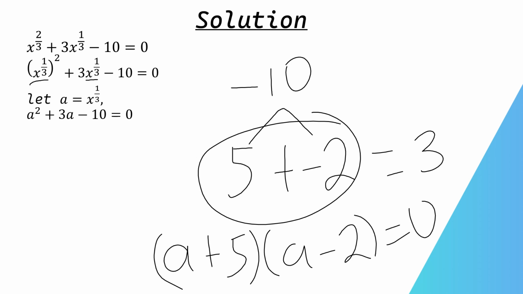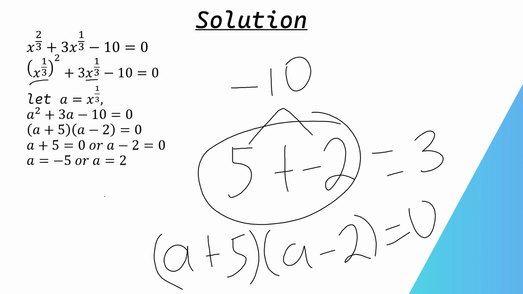If you have this, then you can say a plus 5 equals 0 or a minus 2 equals 0. Now, you bring the 5 to the other side and you get a equals negative 5. Then the negative 2 to the other side. So you get a equals negative 5 or a equals 2.